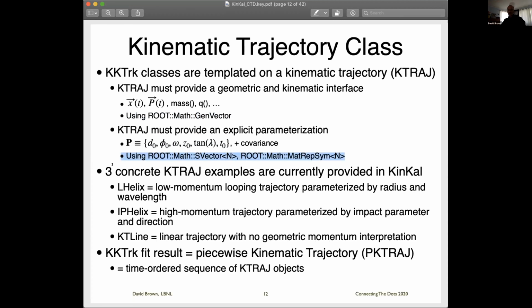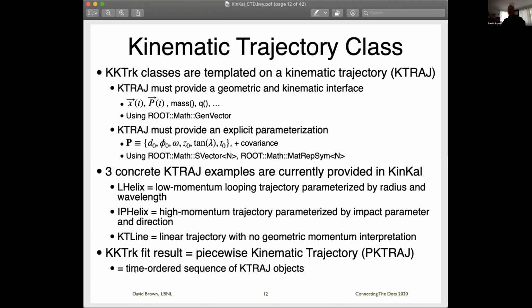There are 3 concrete examples of KTRAJ, of kinematic trajectories, implemented in the KinKal package. There's an LHelix, which is a low momentum looping trajectory parameterization, I'll say more about later. An impact parameter based helix, which is more conventional for high energy physics, and actually a piecewise linear trajectory where there is no geometric interpretation of momentum. It's an externally provided parameter. And the result of the fit is a piecewise collection of these simple kinematic trajectory objects, time ordered to represent the true passage of the particle, including scattering.